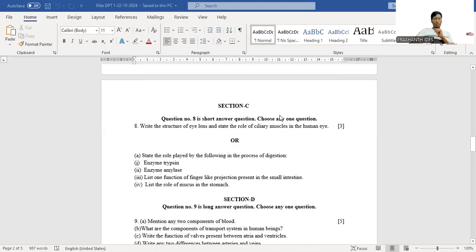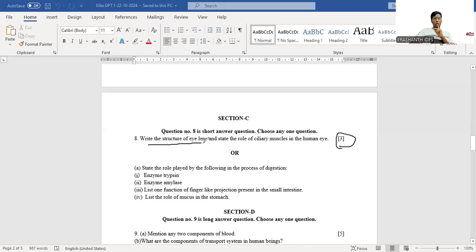Yeah. So section C, this is a 3 marks question. Write the structure of eye lens. This is very important because most of the students won't read the question properly. When you see structure of eye, immediately you start drawing the diagram. I did not ask to draw a diagram. I very clearly have mentioned write the structure. What is the structure of eye lens?